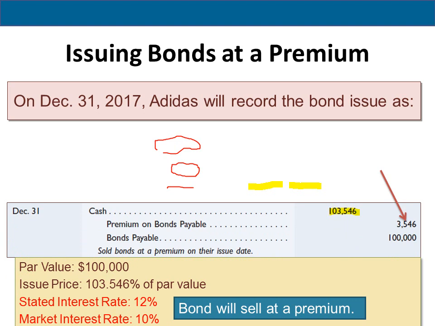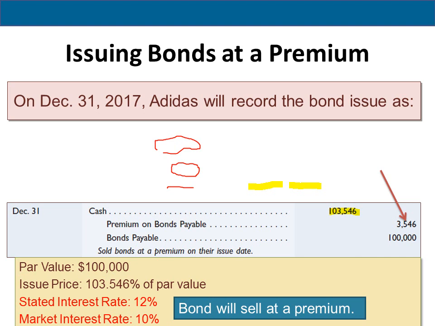It will record the cash received. Cash received here is the selling price, which we call issue price. So how can we calculate it? We multiply the 103.546% times the par value times the $100,000. So we will get the issuing price.